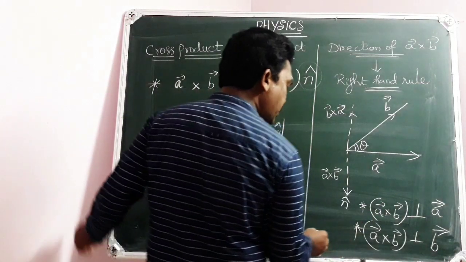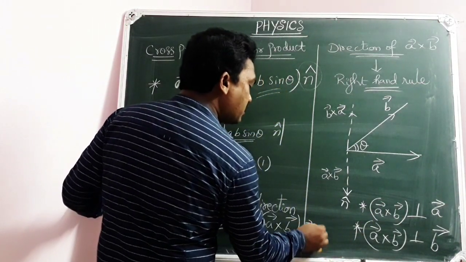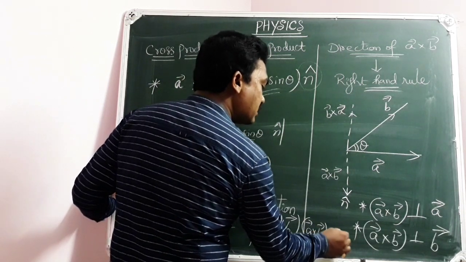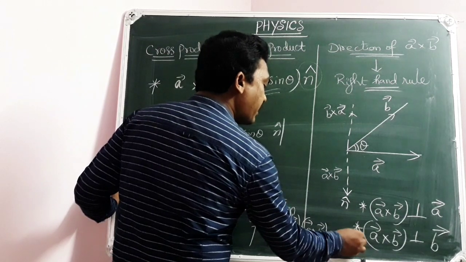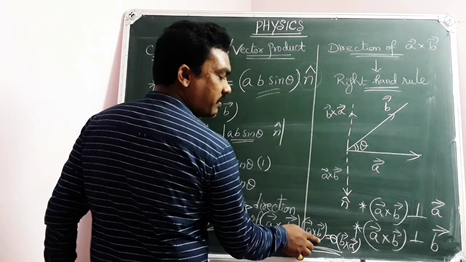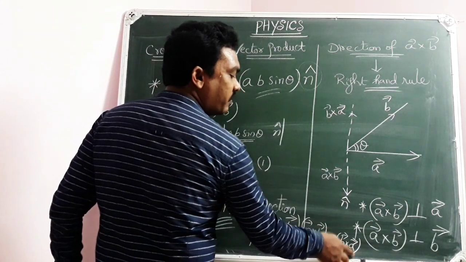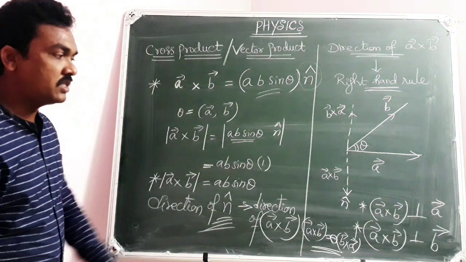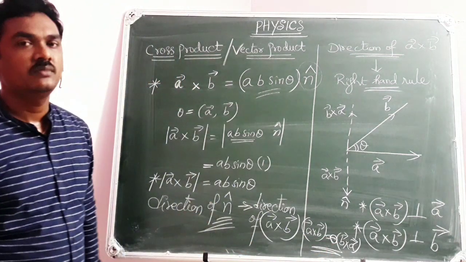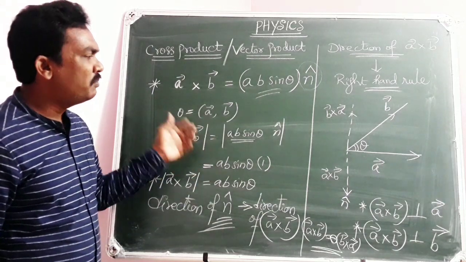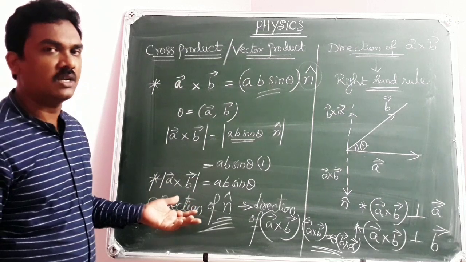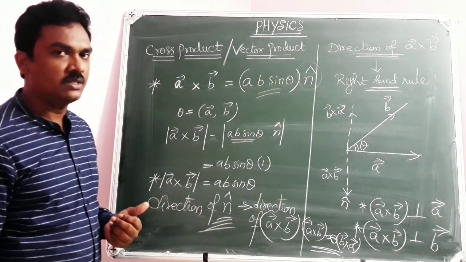That's why we write A bar cross B bar is equal to minus B bar cross A bar, because they are equal in magnitude but opposite in direction. That's why the cross product of vector physical quantities is not commutative. So this was the very basic information on cross product. Now we go into a detailed analysis of the cross product of vector physical quantities.